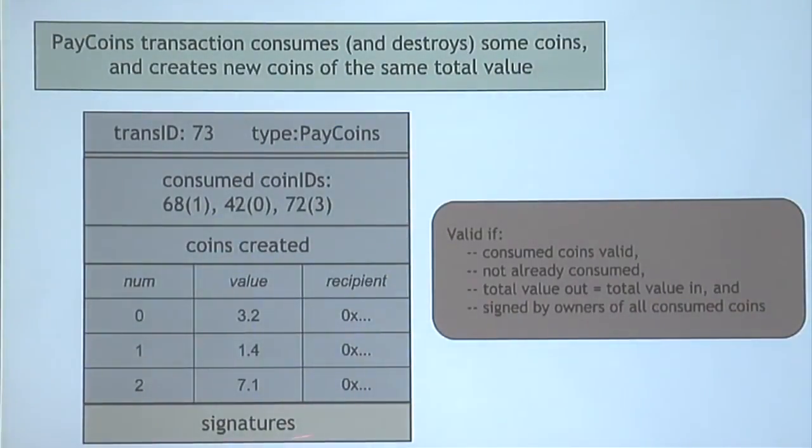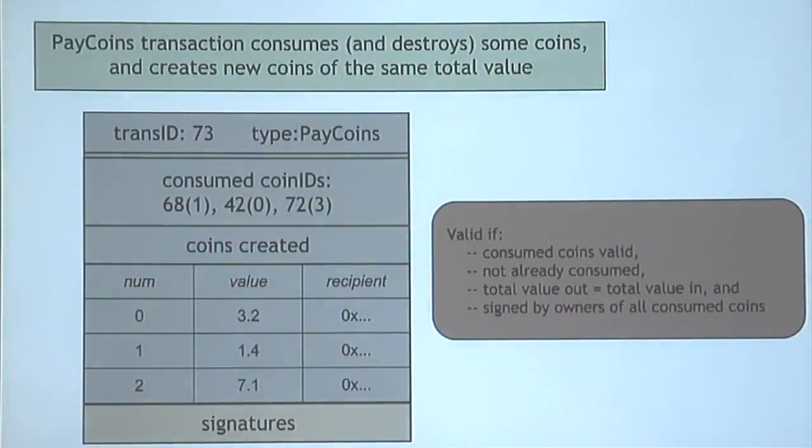And then at the bottom, we have a set of digital signatures. This transaction has to be signed by everyone who's paying in a coin. So if you're the owner of one of the coins that's going to be consumed in this transaction, then you need to digitally sign the transaction to say that you're really okay with spending this coin.